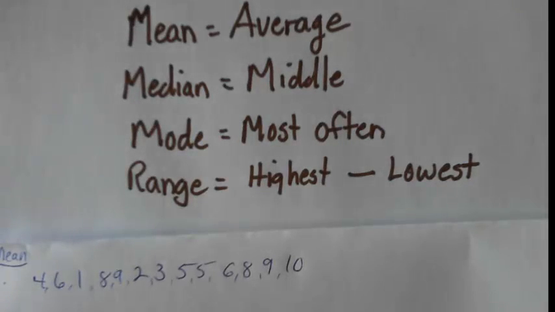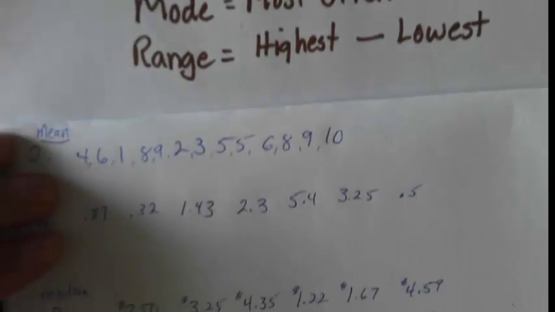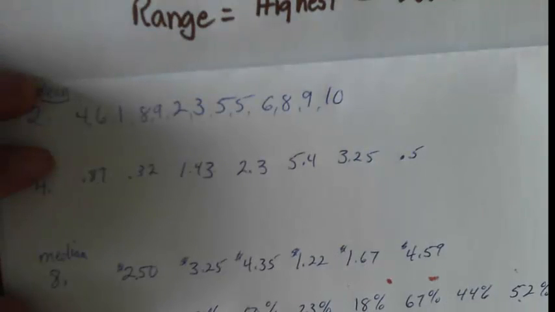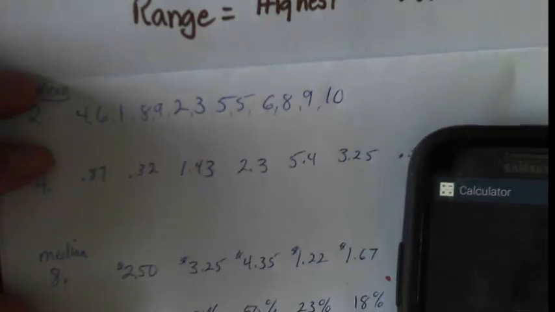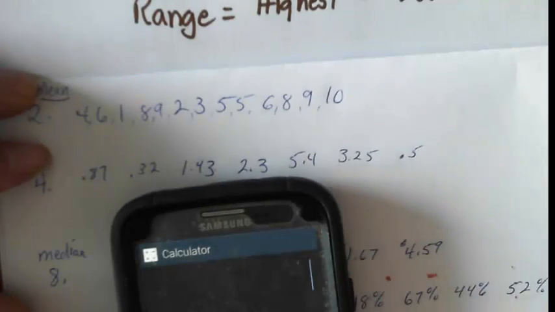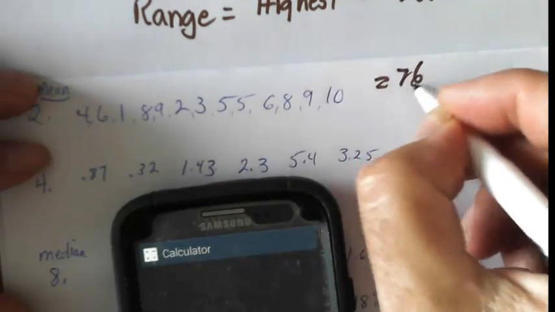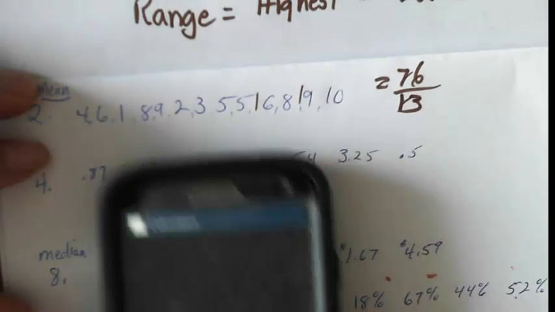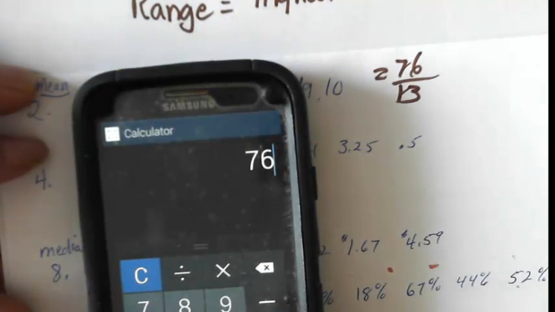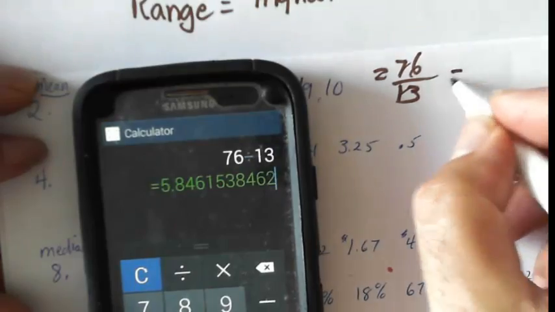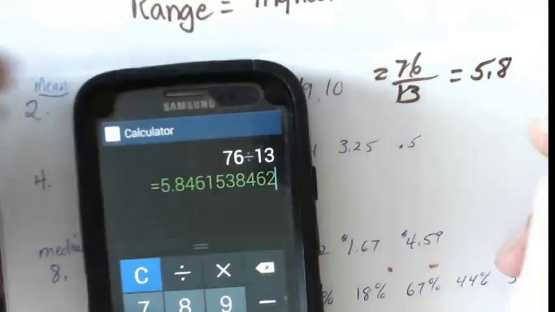Number 2, simply when we're doing these, we're looking for the average, we simply add up all of these numbers. So in this particular case, we're adding 4, 6, 1, 8, 9, and so on. We can either do it on our calculator or do it in our head. Going across here, it looks like we're going to get 76. And we're going to divide by 2, 4, 6, 8, 10, 12, 13. So 76 divided by 13, and we would get 5.8 as an average, or a mean.